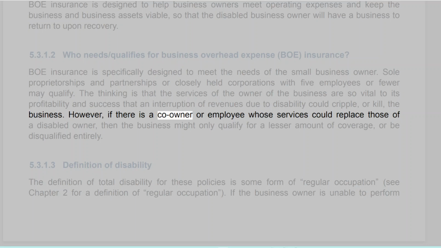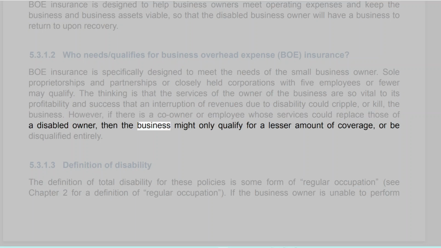However, if there is a co-owner or employee whose services could replace those of a disabled owner, then the business might only qualify for a lesser amount of coverage, or be disqualified entirely.